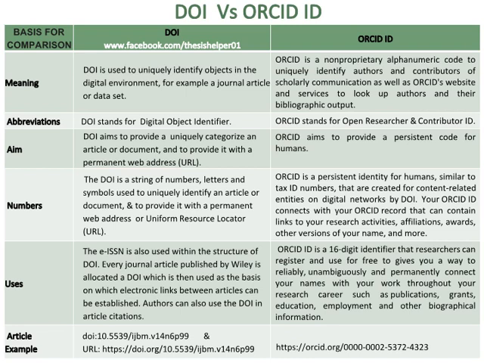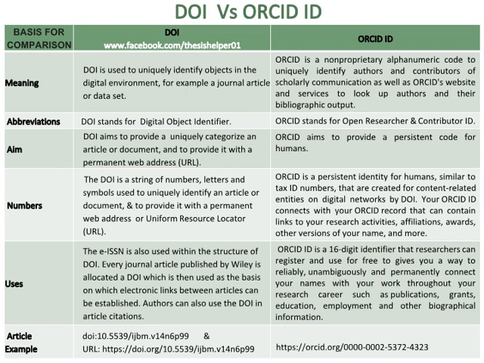DOI stands for Digital Object Identifier, whereas ORCID stands for Open Researcher and Contributor ID. DOI aims to uniquely categorize an article or document, and to provide it with a permanent web address, URL. Whereas ORCID aims to provide a persistent code for humans.